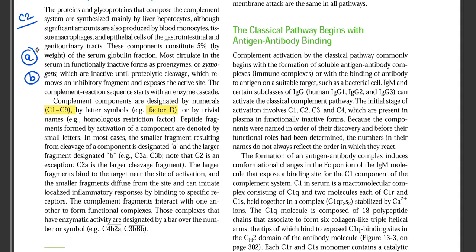In a general sense, A is always smaller in size, that's why it can diffuse to other parts of the body and cause the inflammation. But B is larger in size and therefore it stays there and causes the opsonization. The exception is therefore C2.